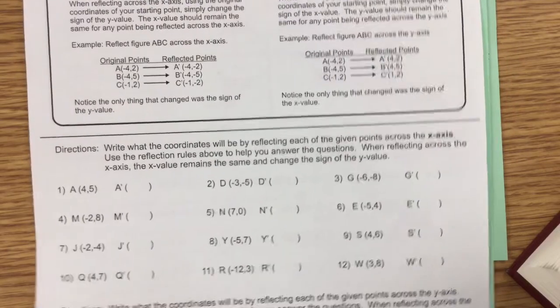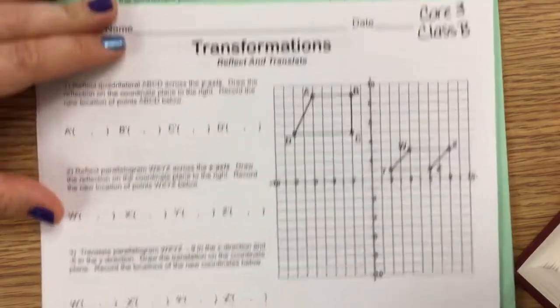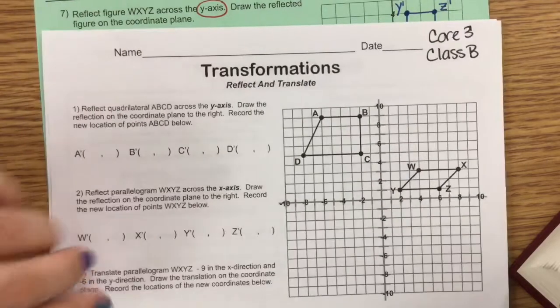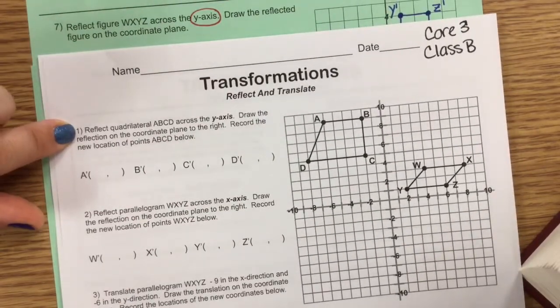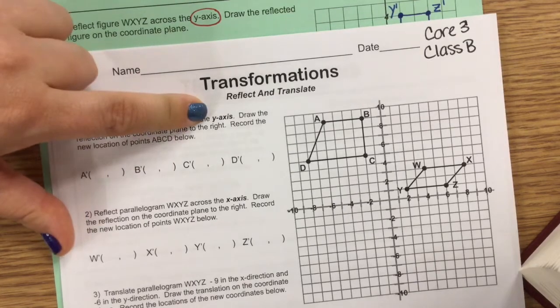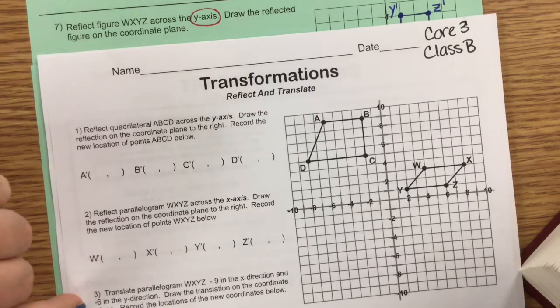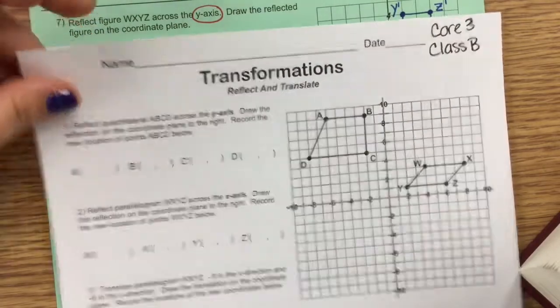And then when you are done with that, there is a sheet that combines the last two things we've done so far. So it's going to combine reflections and translations. So you're going to have to do two things. Like this first one says to reflect the quadrilateral ABCD across the y-axis and record the new points, and then across the x-axis, and then it tells you to translate. So you're doing a whole bunch of things, and you're going to see what happens with that. Okay, and there is just one side to that.